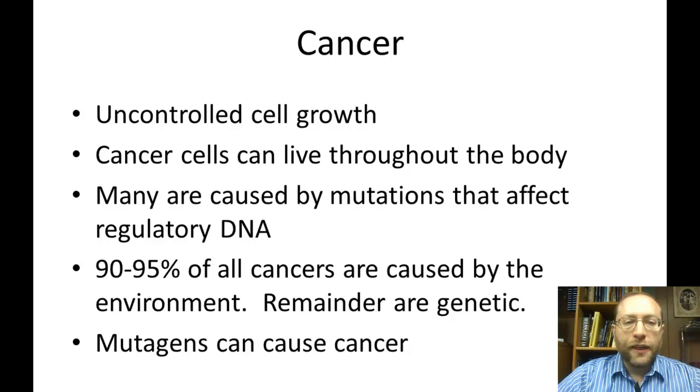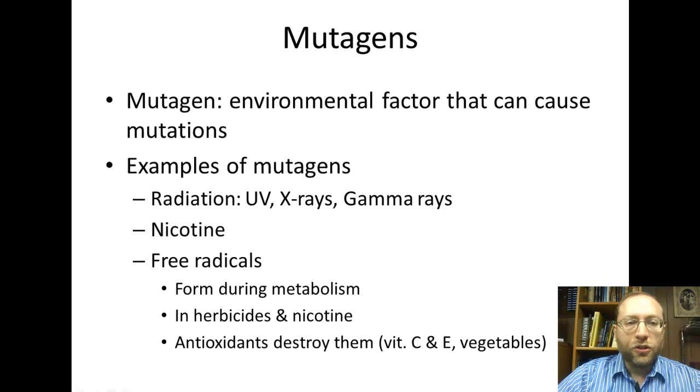There are many mutations that can cause this, and they can affect regulatory DNA, they can affect genes themselves, or they can affect the parts of the DNA that control the genes. And about 90 to 95% of all cancers are caused by the environment. The remainder are genetic. Now, since it's caused by the environment, that means there's actually something you can do about it. You can get the things that cause it out of your environment. These things that cause the mutations are called mutagens. And these mutagens can cause cancer. Now, these are what mutagens are. It's an environmental factor that can cause mutations.